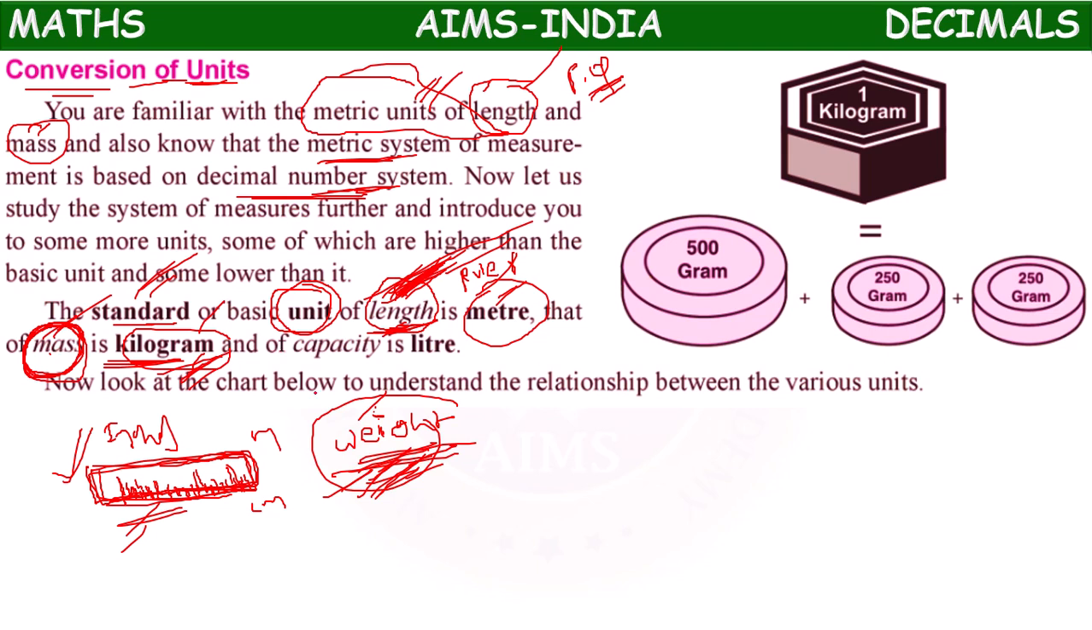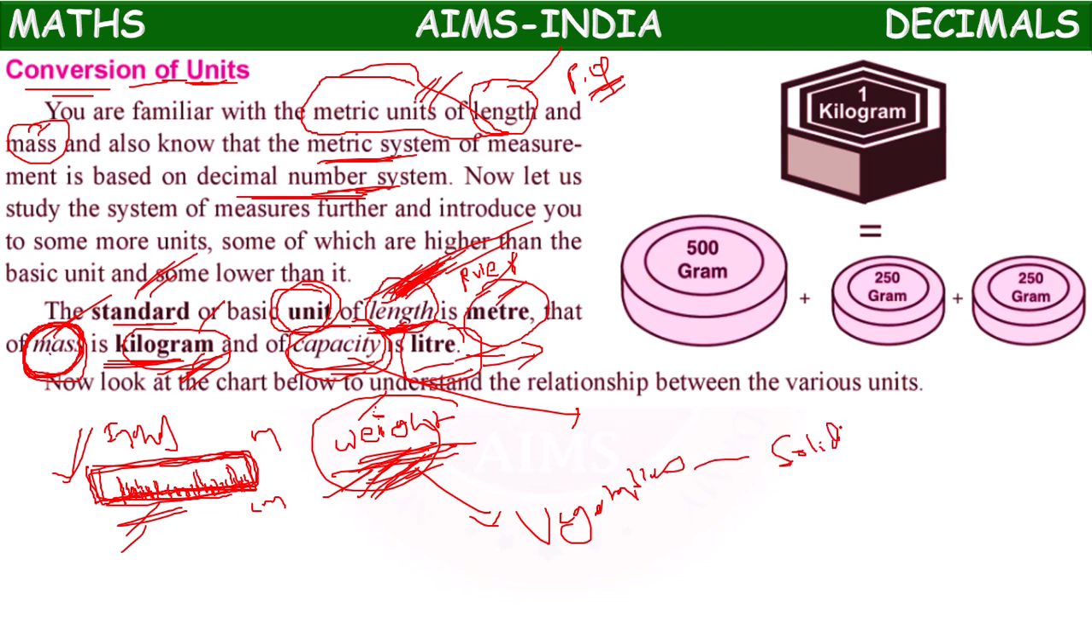Or you might have observed the milkman coming to your house in the morning. The milk will be measured in liters. How many liters of milk do you want? 1 liter daily, or 1.5 liter daily, or half liter, like that. If you want to measure the capacity of liquids, whereas vegetables are solid items, they are solids which can be measured in kilograms.